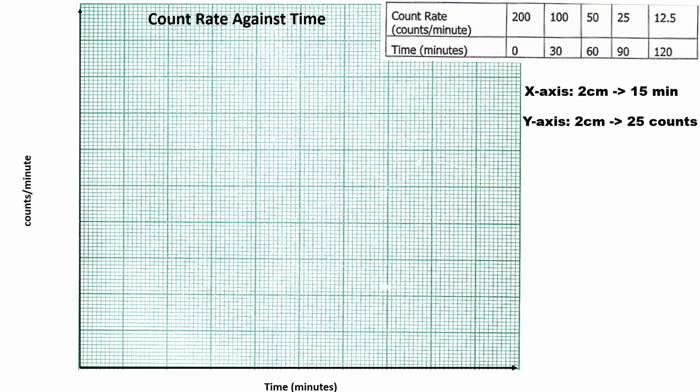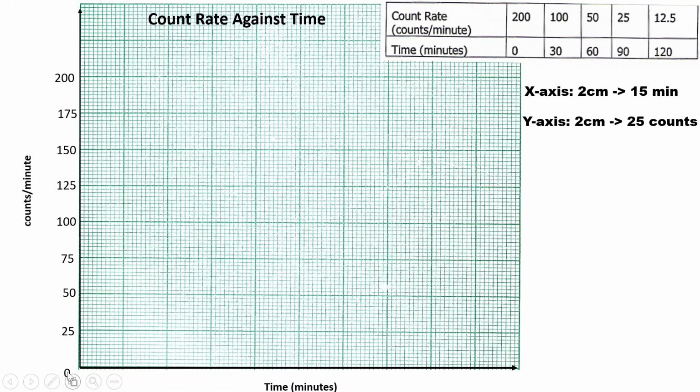Another scale which I used on the y-axis here, I said 2 centimeters, which is one box, is equal to 25 counts. From here to here 25, from there to there another 25, 50, from there to there another 25, 75, just like that. So this is what I did. I start with 0 here, then I said 25, 50, 75, 100, 125, 150, 175, 200. At least it went up to that level.